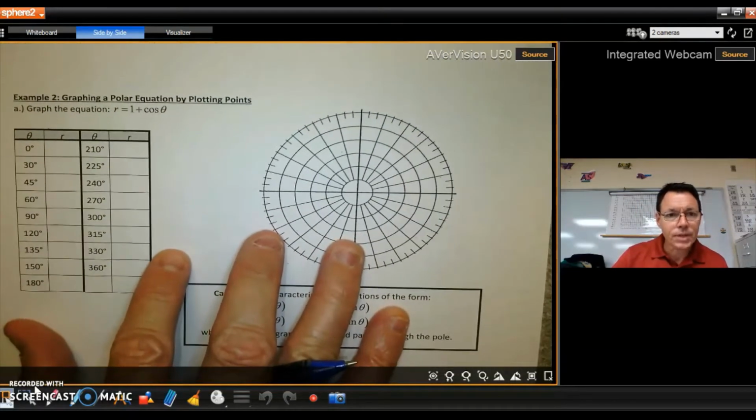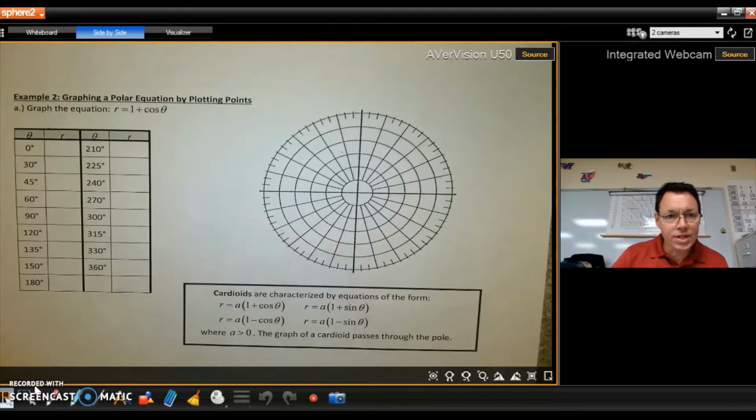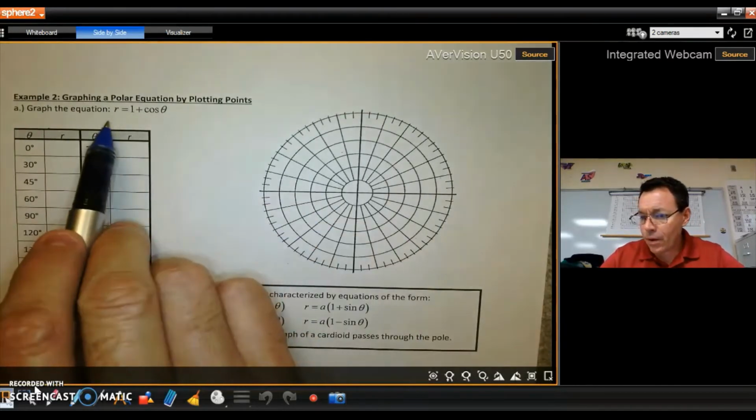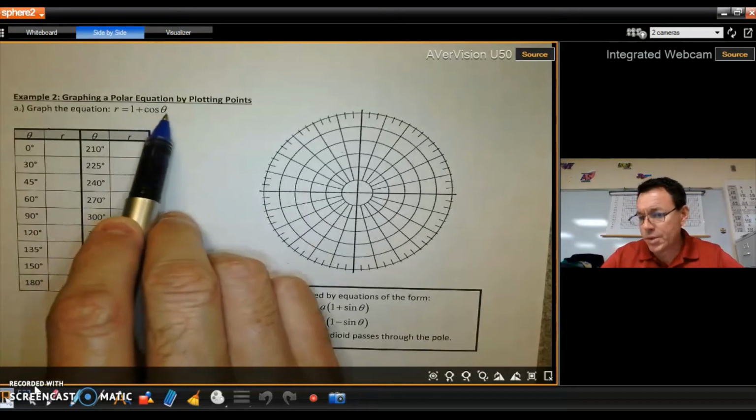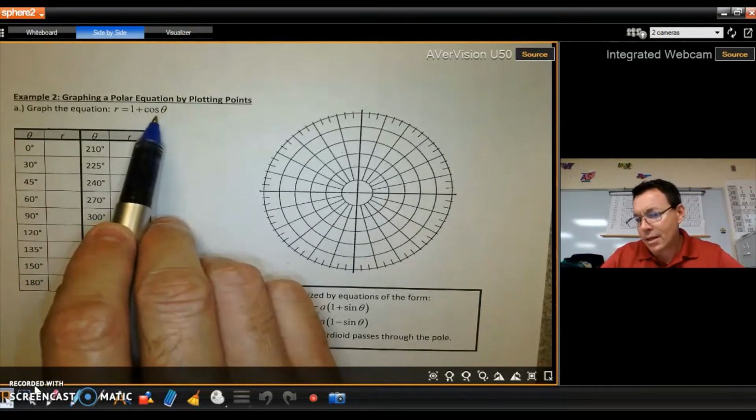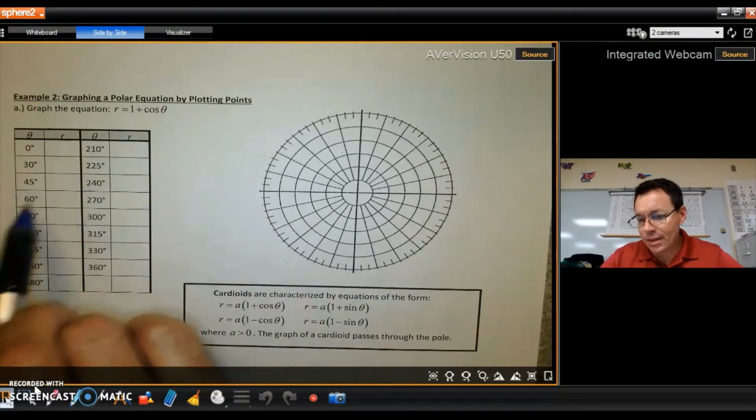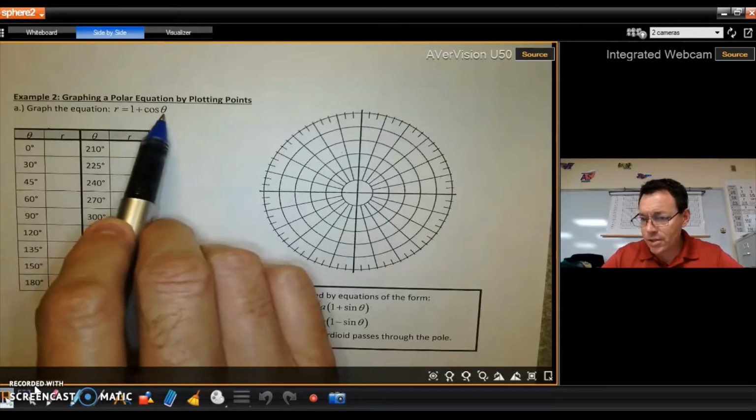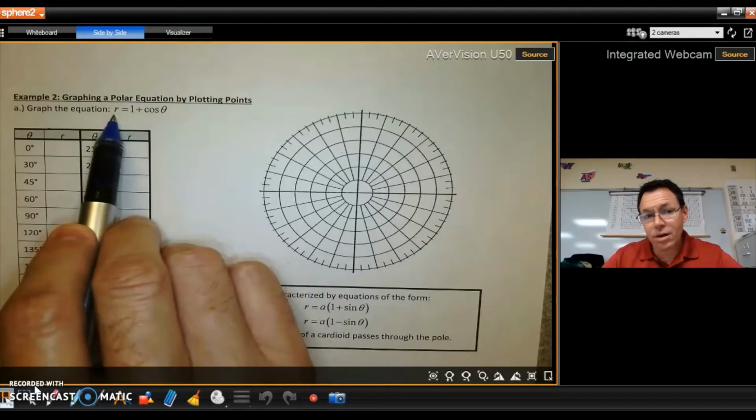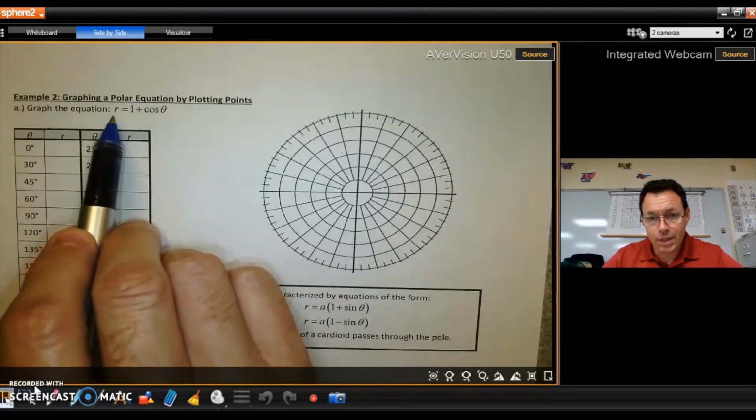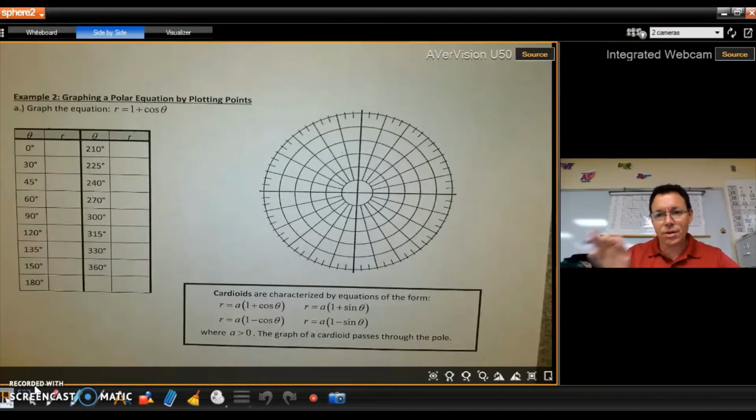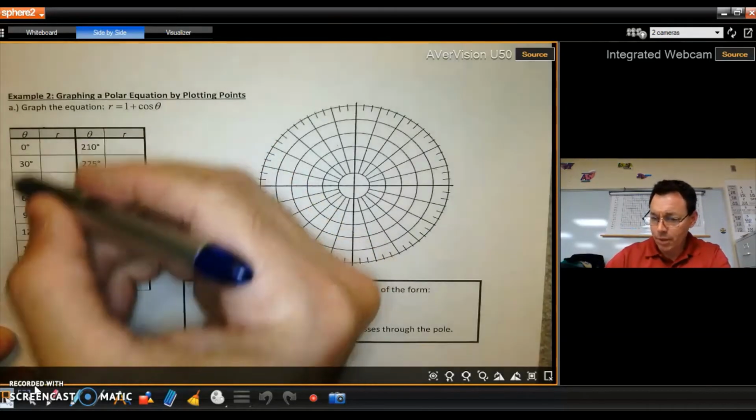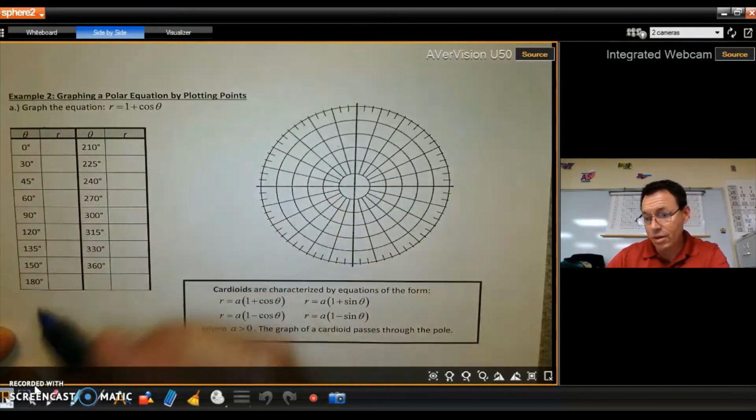Okay, we're going to graph this equation. R equals 1 plus cosine theta. And again, this is where I think of these backwards. Theta is going to be our input. R is going to be our output. Okay, so even though they write the points r theta, that's not how I look at it. Okay, I look at it as theta. We're going to plug this into the equation, and we're going to get these r values.